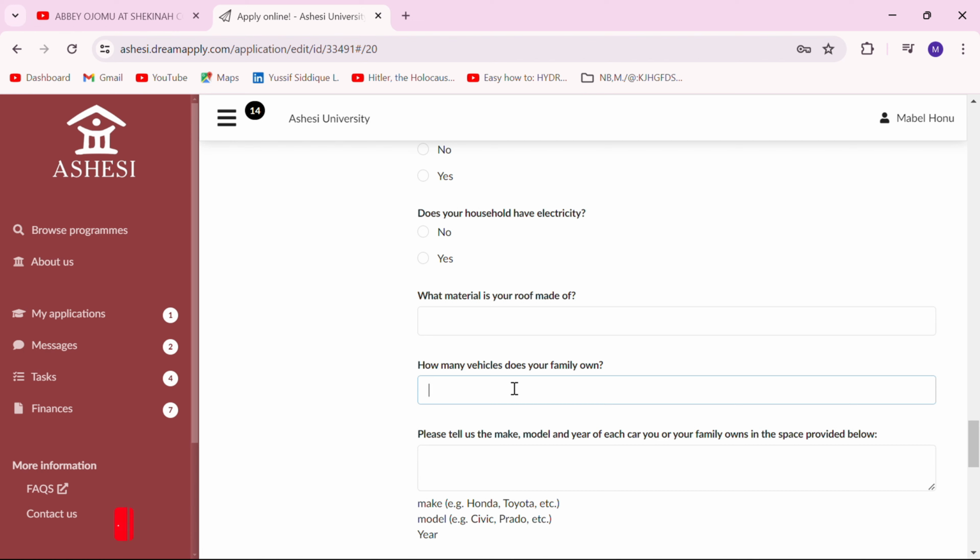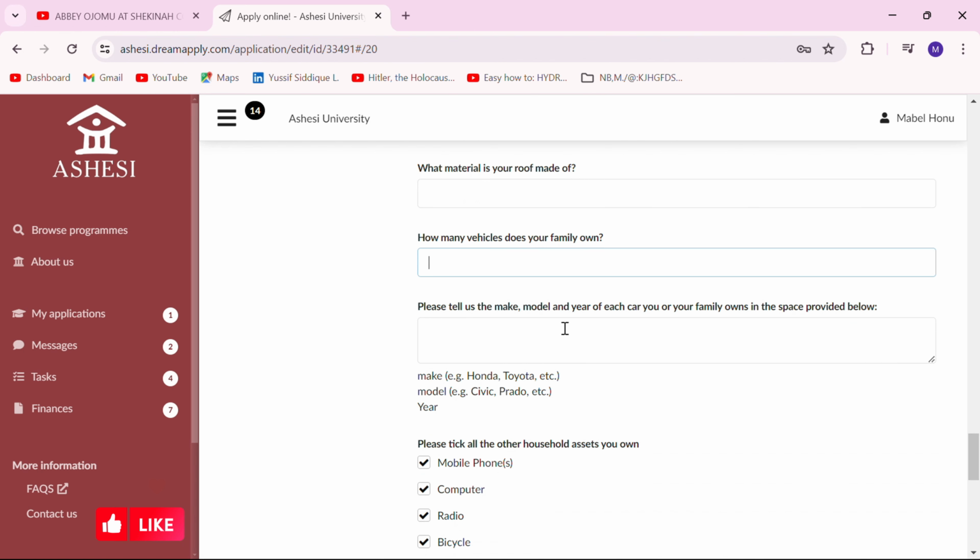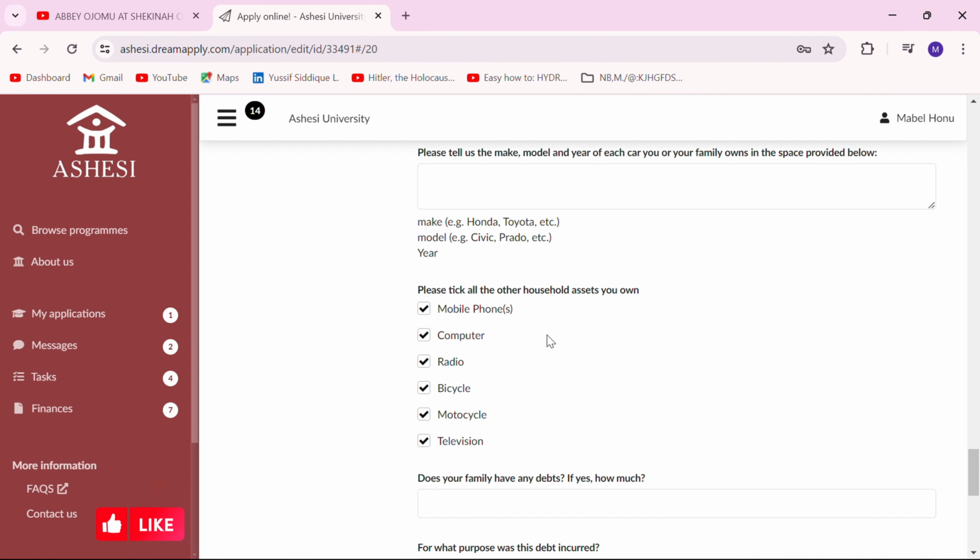So if they have cars, you put the number here. And then you come and give details of the vehicles here. So you give details of the make, the model, the year, and there's a sample here you can look at. So here you take all the assets that your family owns.